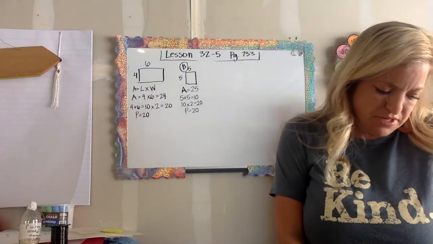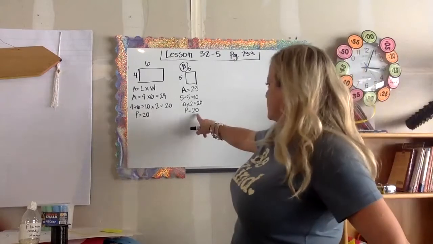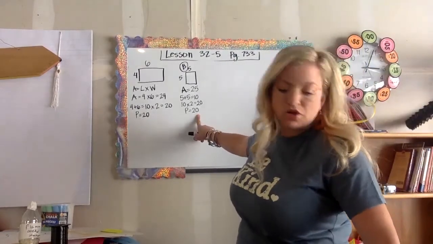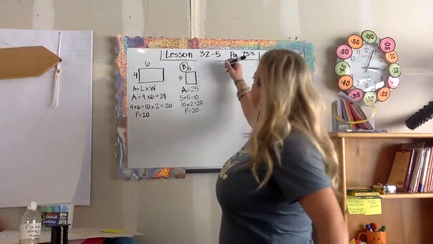So same perimeter, but a different area. Again, on the perimeter, you're going to write 20 because we're looking for the same perimeter. The area you're going to write is 25.